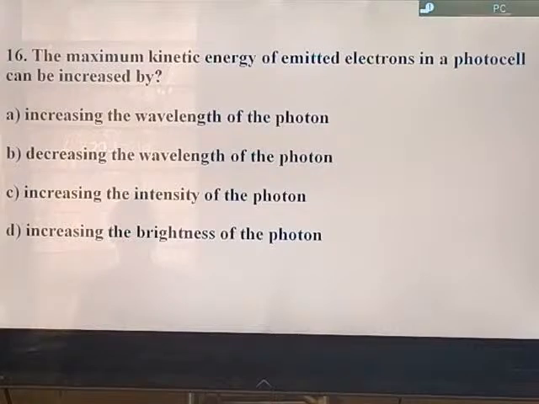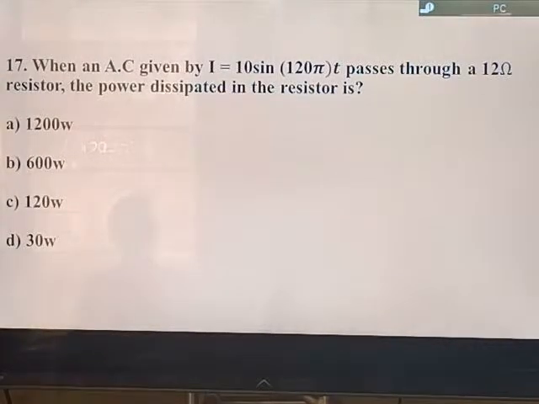Let's go to number 17. Now number 17 says, let's clean the board first.